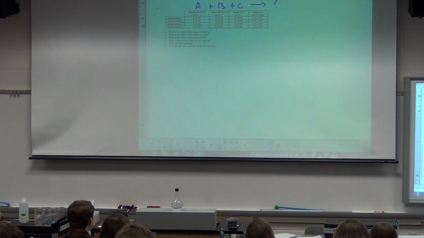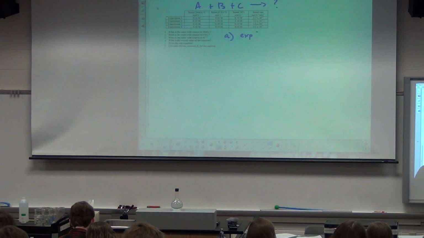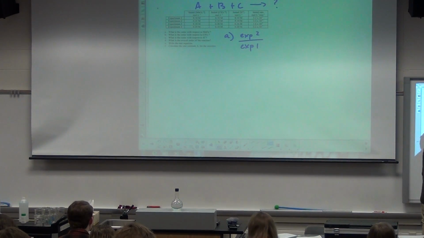So I don't want the rate to be affected by ones I'm not looking at. By not changing them, they don't have that effect, but this does. So for letter A, for example, I would do experiment 2 over experiment 1, and then I would put it all in there. We'll just do one more quickly.